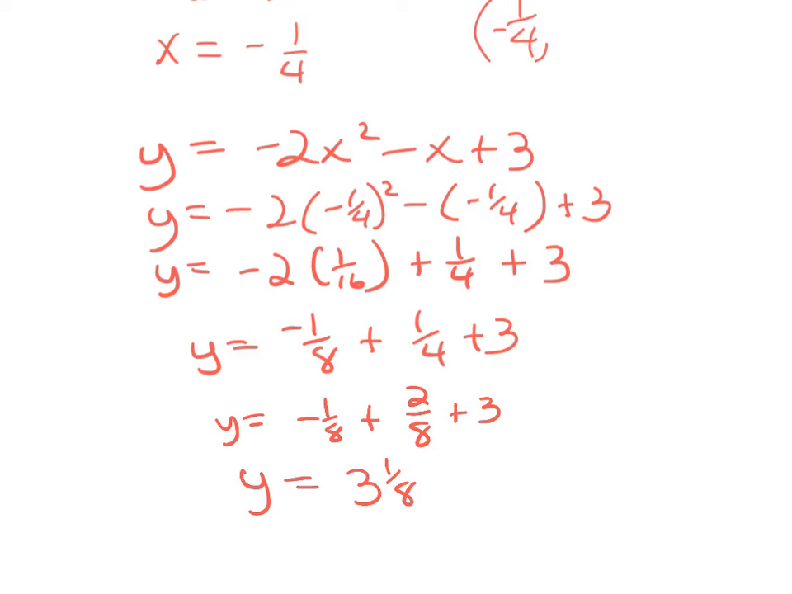We're going to go probably a little bit past 3. And then for the negative 1/4, maybe a little bit past the 0. Pretty good? So again, it doesn't have to be precise, just in the right general area. So my vertex here is the negative 1/4 and the 3 1/8. So let's go to the next slide.